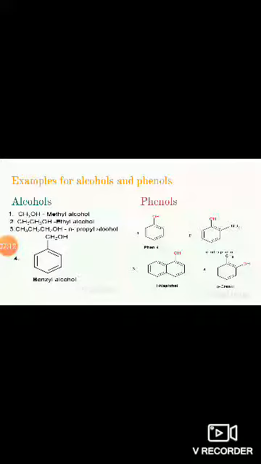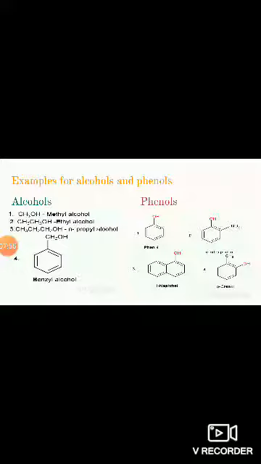Here, if you observe the fourth one, it contains an aromatic ring, that is a benzene ring, but it doesn't fall into the category of phenols, because here the hydroxy group is attached to the aliphatic side chain, that is attached to CH2, but it is not attached to the aromatic ring. So it is an aliphatic hydroxy compound, that is, it belongs to alcohols. Next, examples for phenols. The first one is phenol.